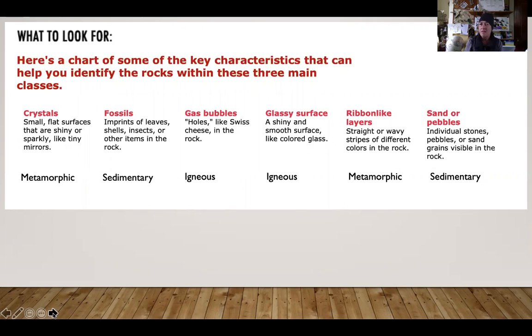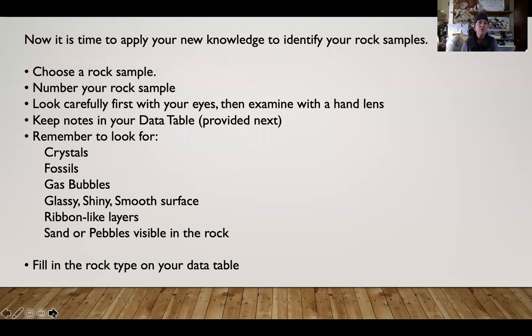If you have ribbon-like layers, straight, wavy, different colors, you have a metamorphic rock. If you have a rock that has a bunch of little pieces of sand and pebbles, it's sedimentary. And you're going to use this to help you apply your new knowledge to identifying your 5 rocks in your rock sample. So you want to choose a rock. You want to number your rock. You can use a Post-it note. If it's your rock, you can write on the rock. If it's somebody else's rock, ask before you write on it. You could use a pencil for some rocks.